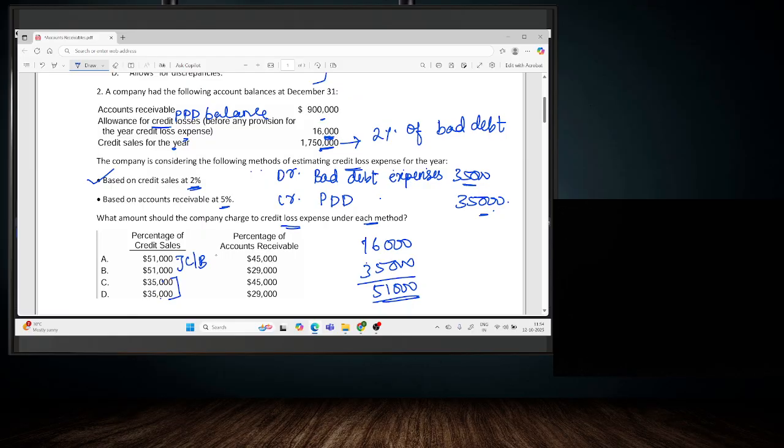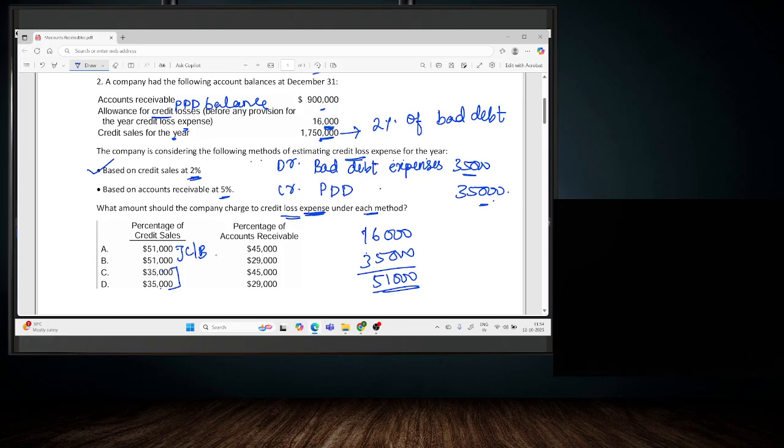So this 51,000 given in option A and option B are closing balances. But what is the requirement of the question? Requirement is to calculate credit loss expense. They are not asking us to calculate the closing balance. Suppose if they were asking for the closing balance, then either option A or B would be the right answer. Since they are asking us to calculate credit loss expense, either option C or D has to be the right answer, because to the P&L, we will debit only 35,000. I hope it is clear.